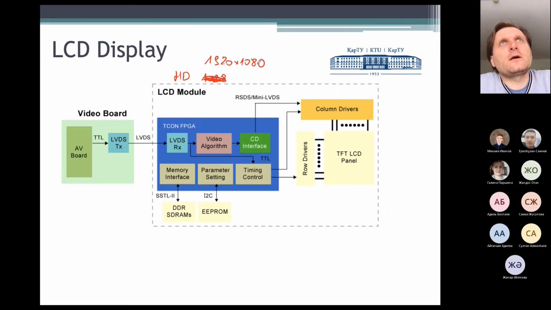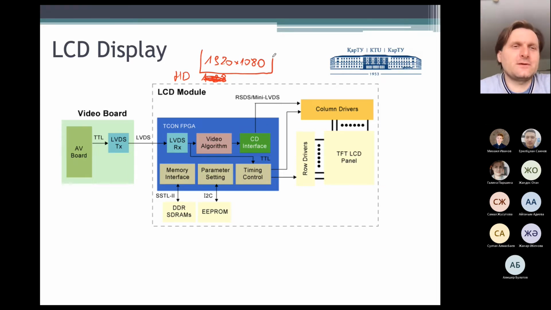The resolution of the screen is like that, but the resolution of the channel used for transmitting the information is higher. I don't remember the numbers, but we have about 2 million points. Each point is represented by 3 colors, and each color is represented by 6 or 8 or 10 bits.